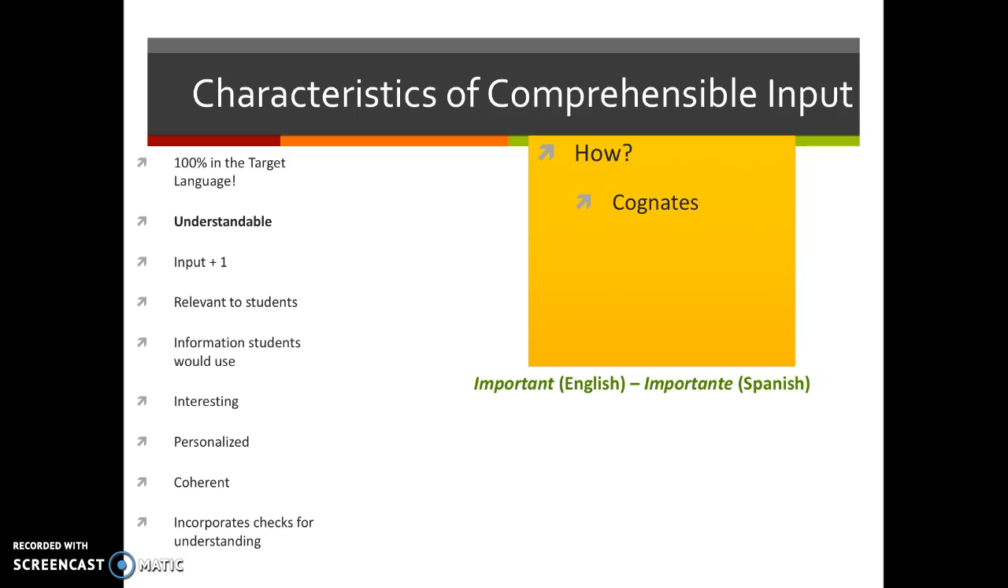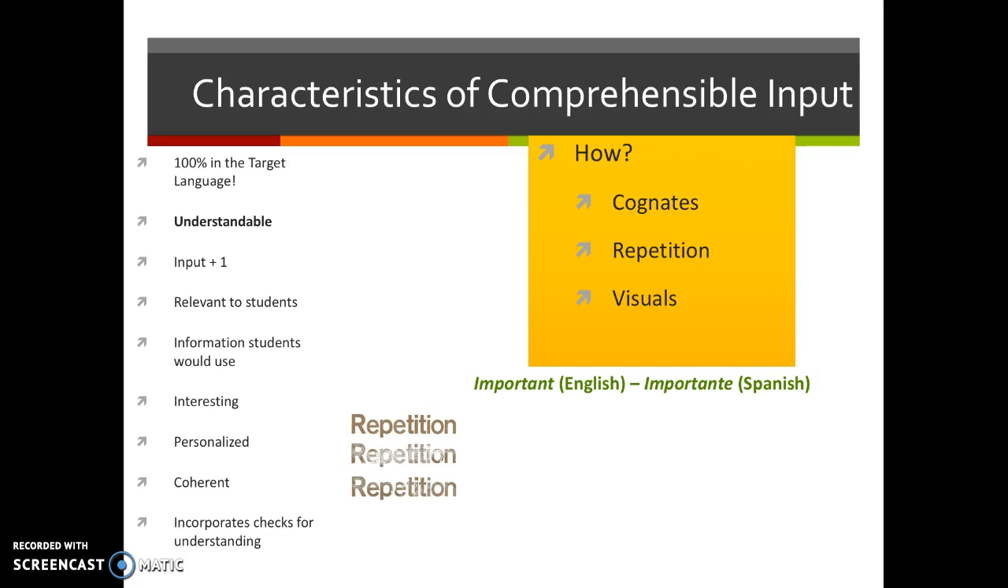A second way to make your comprehensible input understandable is repetition, repetition, repetition. The more you repeat new grammar structures for the students or new vocabulary words, the better and longer they will retain the new material. Repeat each new vocabulary word at least 7 times before you expect your students to produce it. A third way to make your comprehensible input understandable is to use a lot of visuals.